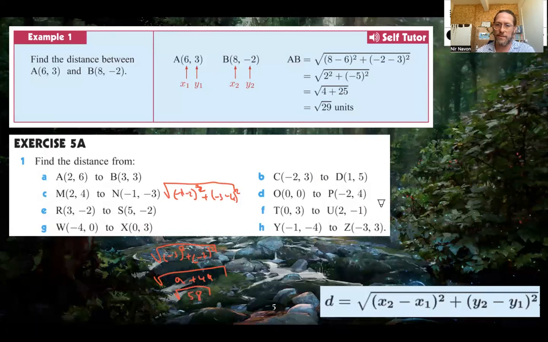Let's look at this one. That would be the root of 2 minus 0 squared plus minus 1 minus 3 squared. 2 minus 0 is 2 squared, and that is minus 4 squared, which is 4 plus 16, so it is the root of 20.